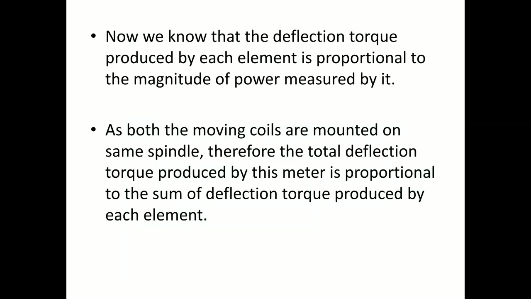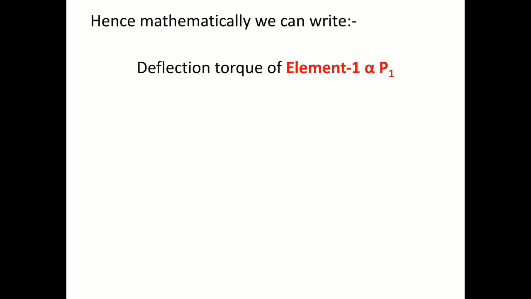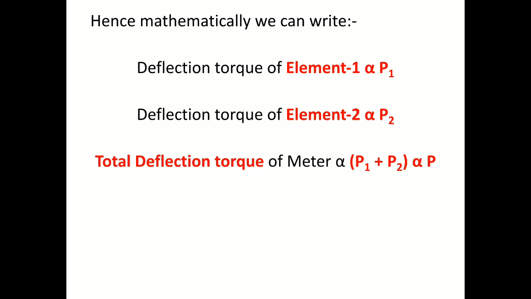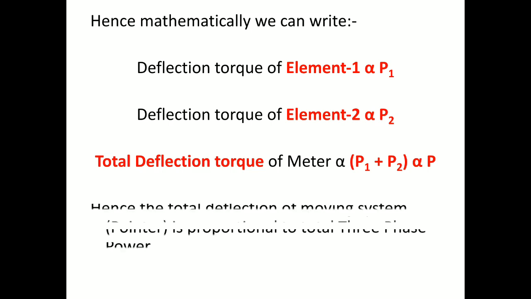Now, as I told you, the deflection torque produced by each element is proportional to the power measured by it. Therefore, mathematically we can write that the deflection torque produced by element 1 is proportional to P1 and the deflection torque produced by element 2 is proportional to P2. Because the moving coils of both the elements are mounted on a common spindle, we can write that the total deflection torque produced by the three-phase power meter is proportional to P1 plus P2, which is proportional to capital P, where capital P indicates the total amount of power consumed by that particular load.